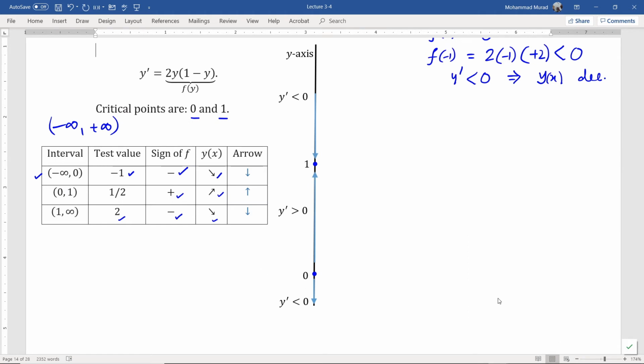Now, if we put the real number line vertically as the y-axis, and if we show the subintervals here, and now we put the arrows, the down arrow or the up arrow, according to whether the solution is increasing or decreasing, we obtain this figure.